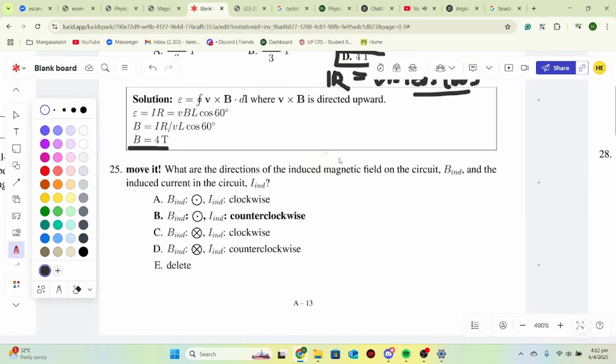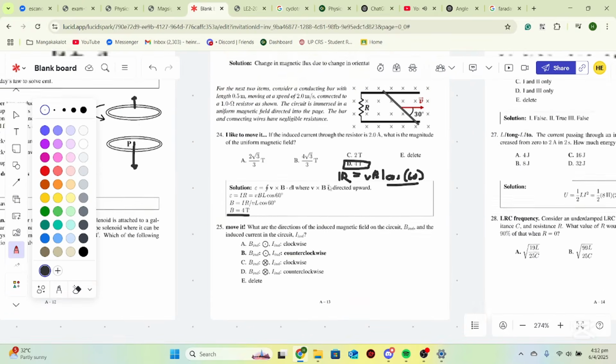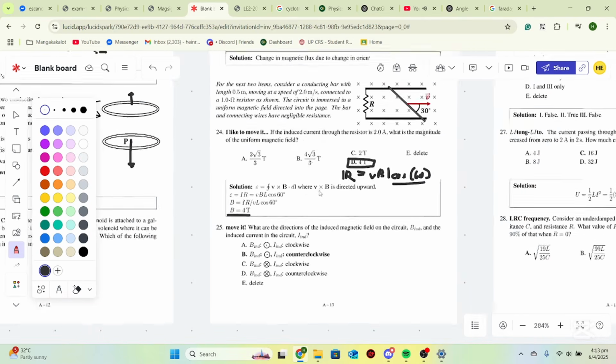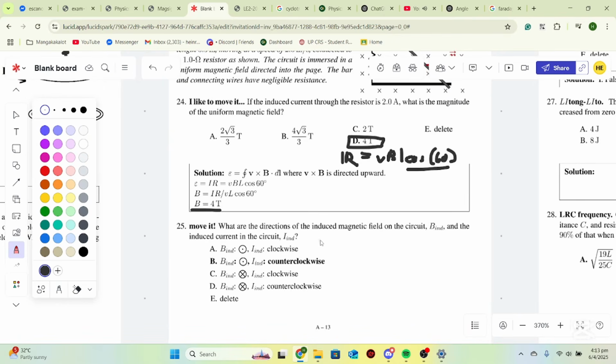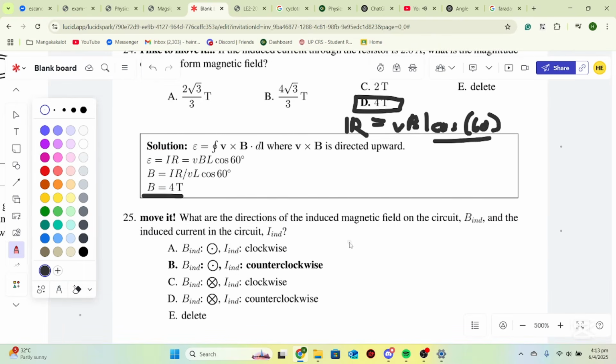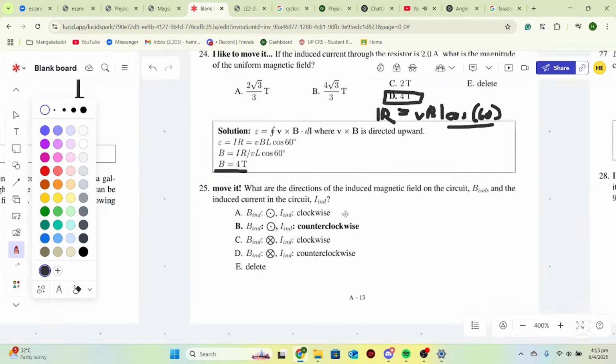Next for number 25, what are the directions of the induced magnetic field of the circuit, B induced, and the induced current in the circuit, I induced? So B induced is into the page, clockwise, counterclockwise. Okay, so for number 25, we know that the induced field is just opposite of the change. So since it's into the page and clockwise, it's out of the page, counterclockwise.